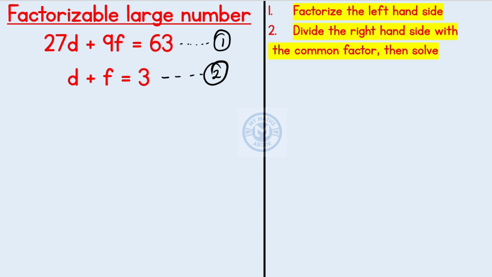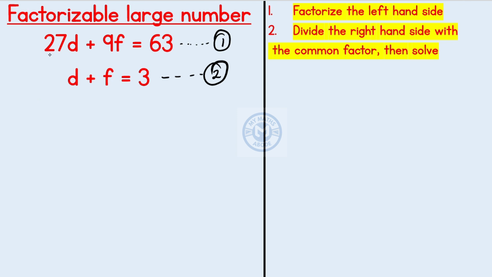Alright, our equation 2 is a very simple equation, but equation 1 looks quite large and bulky. You can actually solve directly without trying to reduce the equation or make the equation smaller, but it is easier and it will make your work simpler.